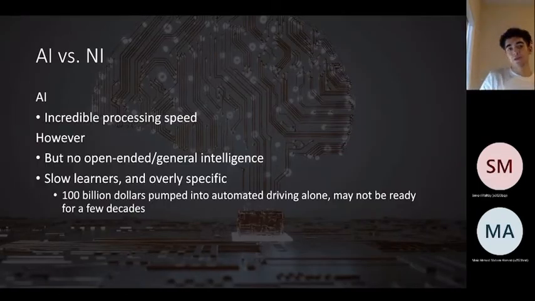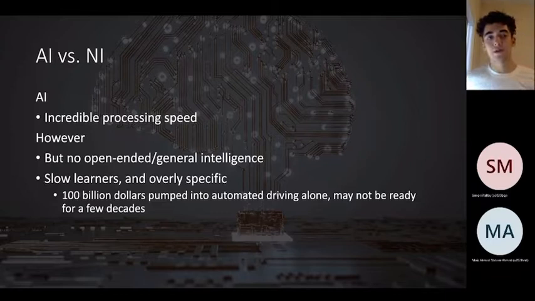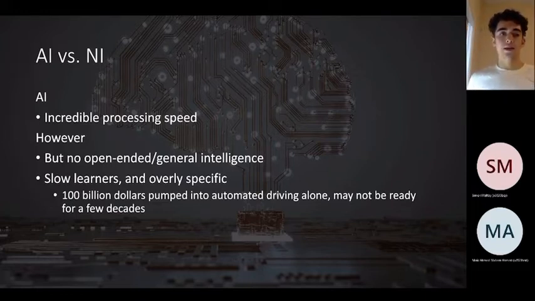Okay, so artificial intelligence versus natural intelligence. Artificial intelligence has very high information processing speed, right? And can process data very quickly relative to humans. However, there's no such thing as artificial intelligence being open-ended or general intelligence yet. So unlike humans, they can't just do a lot of different tasks. They're very, very specific in the kinds of information they can process, how they can process it, and the kinds of output they can produce.